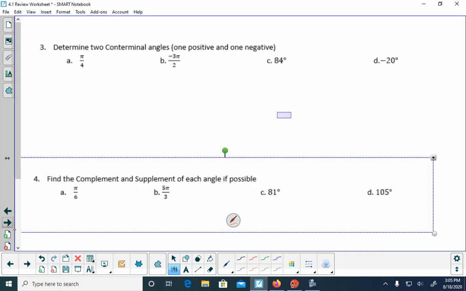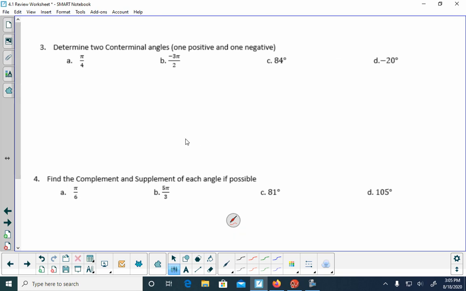Okay, going on to number 3, determine two coterminal angles, one positive and one negative, for pi over 4. So remember, coterminal angles are two angles that are different. They have the same initial side, they have the same terminal side, but they have an extra lap around the unit circle. So since this one's in radians, I'm going to add and subtract 2 pi. I'm going to take pi over 4 and add 2 pi. When I do that, I get 9 pi over 4. That's positive, so that'll be my positive one.